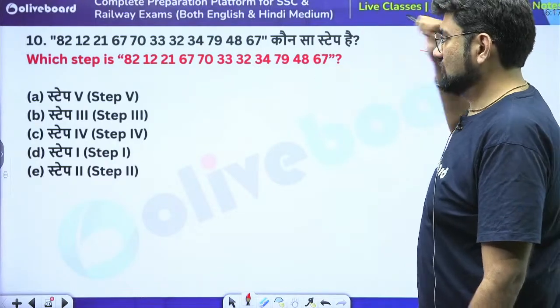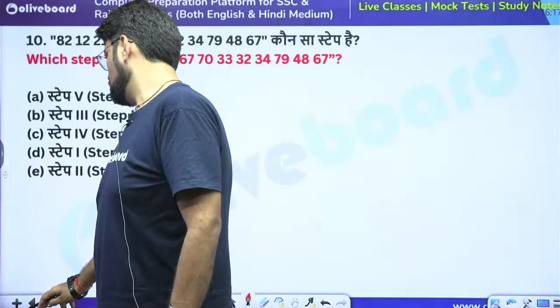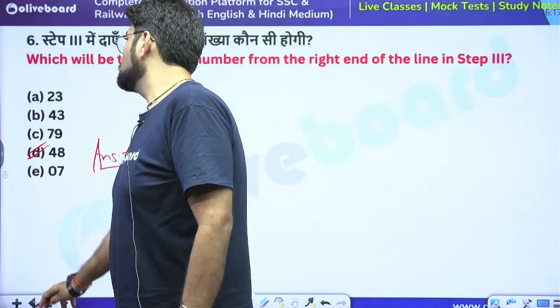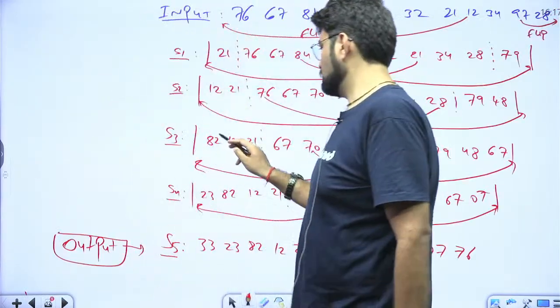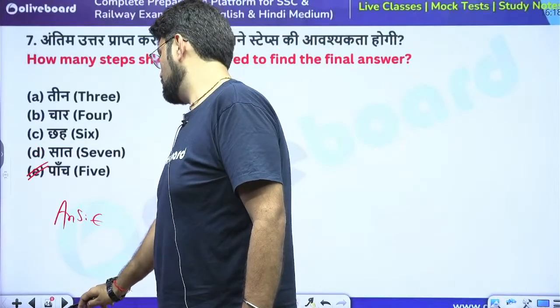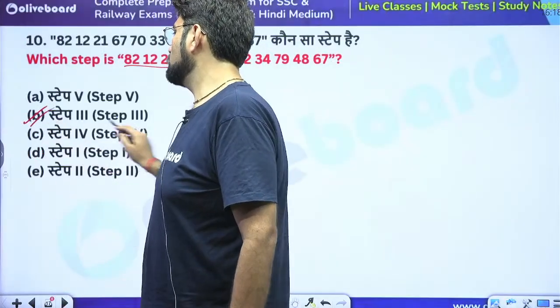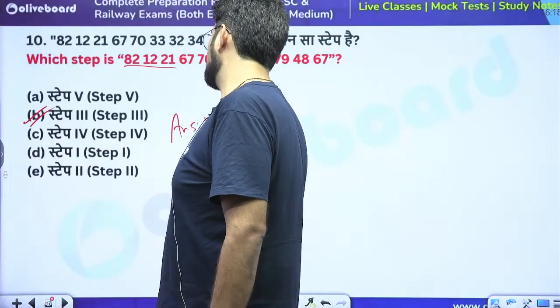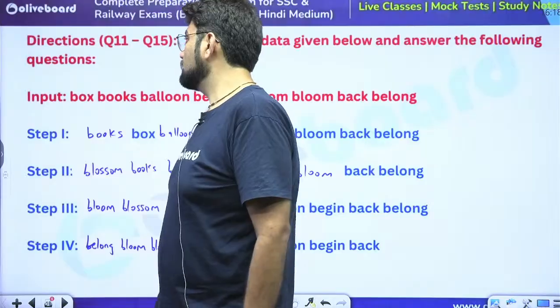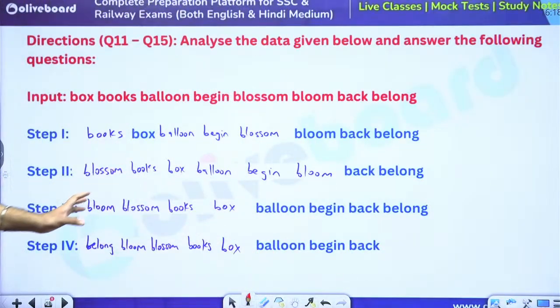Which step is this one? Okay, so starting from 82, 12, 21, let's observe which step this is. 82, 12, 21 is only in this step, which is step 3. So we know that the answer here is step 3, option B, right?